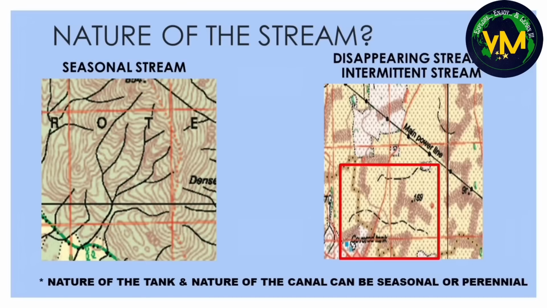When the question is what is the nature of the stream, it is either seasonal or perennial or disappearing. In our topographical maps, we don't have seasonal rivers or seasonal streams because we are learning parts of arid, semi-arid regions of Gujarat and Rajasthan. So it will be either a seasonal stream, or if the stream is a broken black line, then it is a disappearing stream or intermittent stream. And in case of a canal and a tank, it will be either seasonal or perennial. That is, if you see them in blue color, it is a perennial tank or a perennial canal.